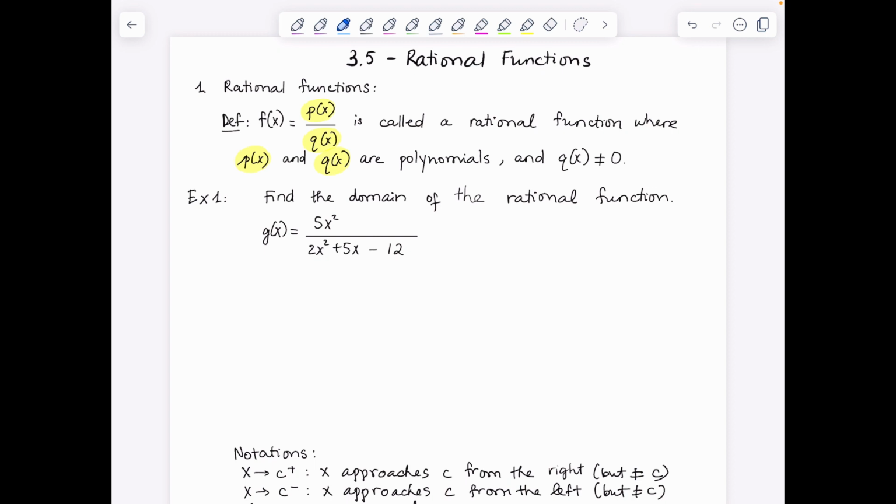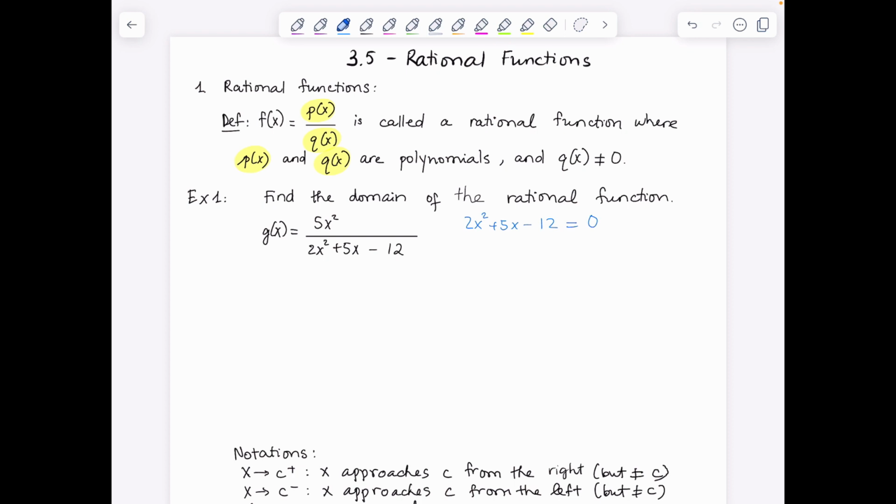So to find the domain of a rational function, it means that we want to make sure that the denominator cannot be zero. So the denominator here is 2x squared plus 5x minus 12, and we don't want this to be zero. Just to make it a little bit easier to look at, to solve for this, I am going to get rid of that different from sign and change it to an equal sign.